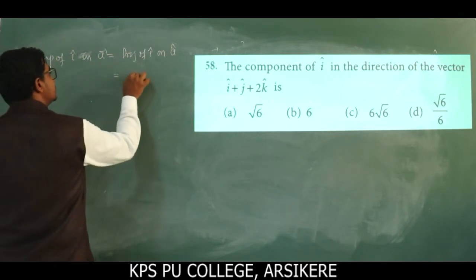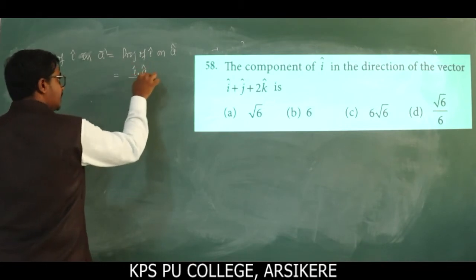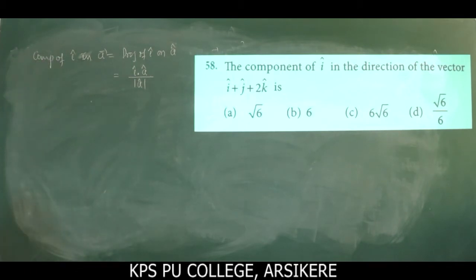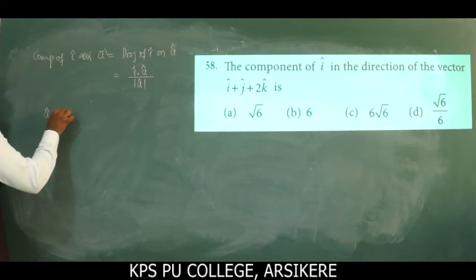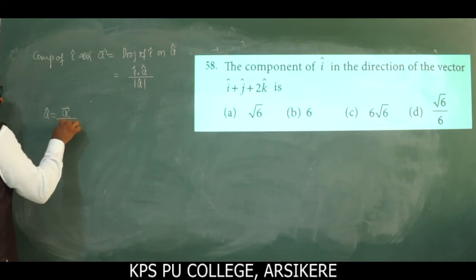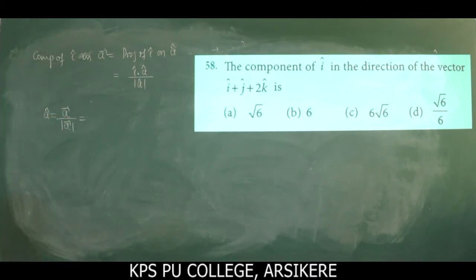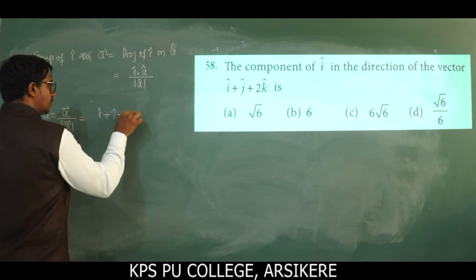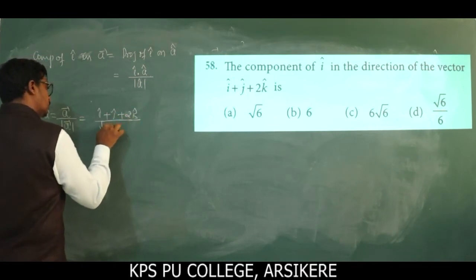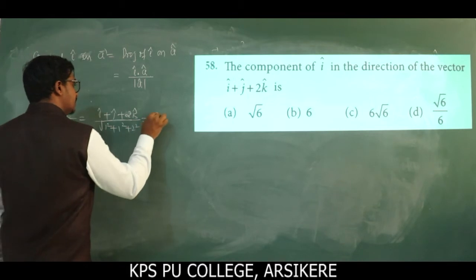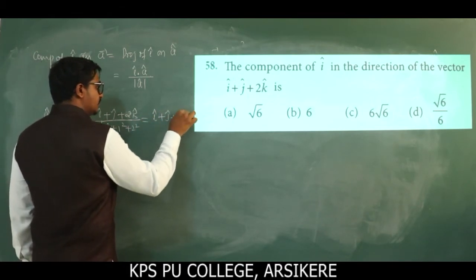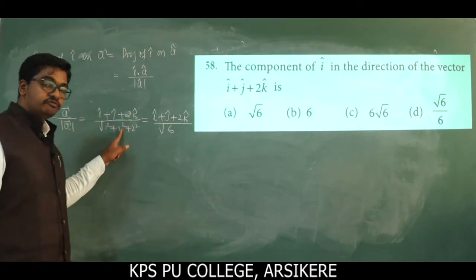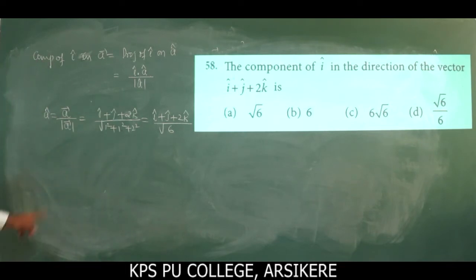So what about the answer then? This is I cap dot A cap divided by magnitude of vector A cap, right? Magnitude of vector A cap. First find A cap. A cap is equal to vector A divided by magnitude of vector A, right? Vector A is I cap plus J cap plus 2k, divided by square root of 1 square plus 1 square plus 2 square. This is I cap plus J cap plus 2k divided by square root of 6. 1 square plus 1 square plus 2 square, 4 plus 1 is 5, 5 plus 1 is 6. Root 6. This is A cap.